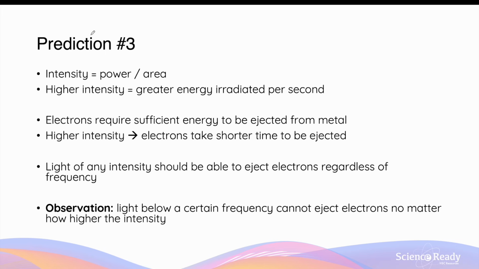The third prediction made by the classical model of light was also related to intensity of light. In the wave model, intensity is given by the equation power divided by the area. And recall that power is the rate at which the energy is radiated on the metal. As such, high intensity means a greater amount of energy is radiated per second. So this is also referred to as higher power.